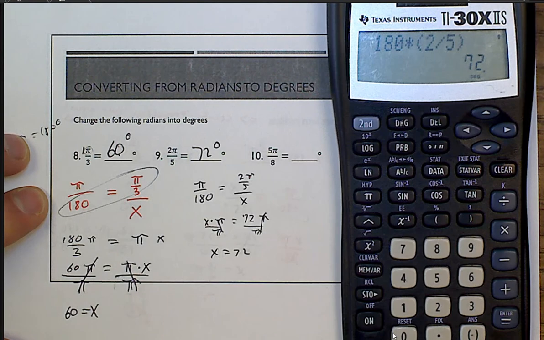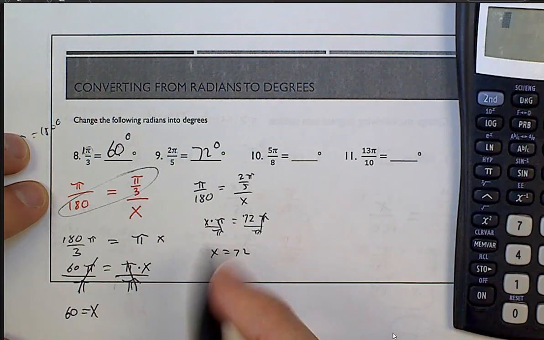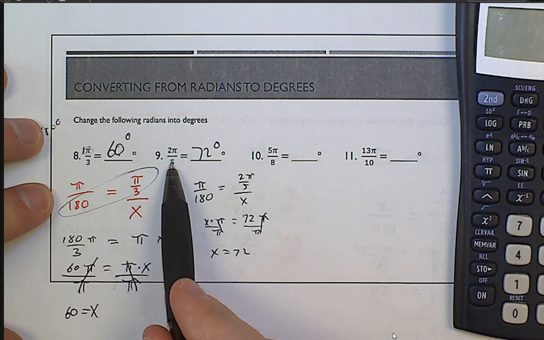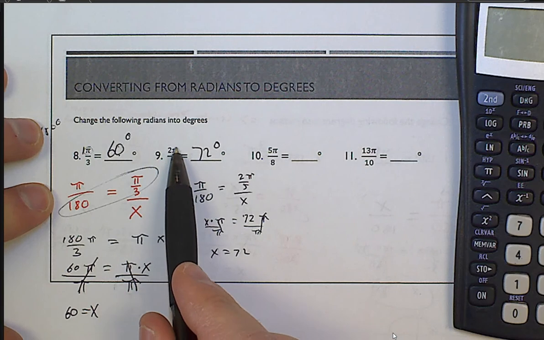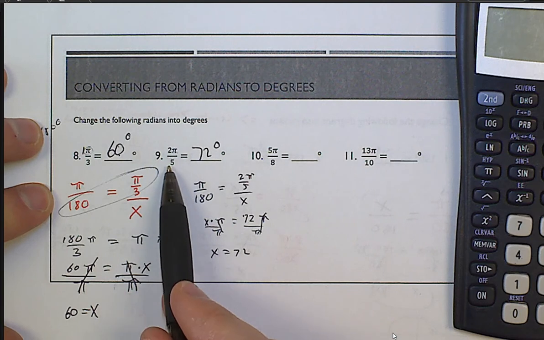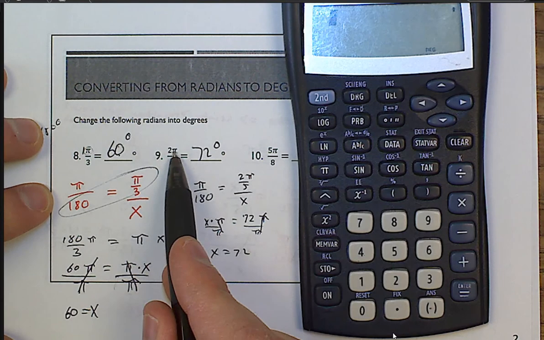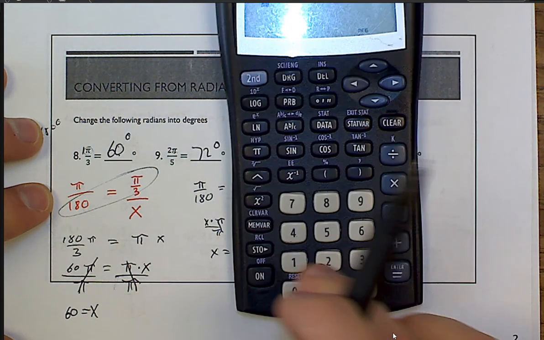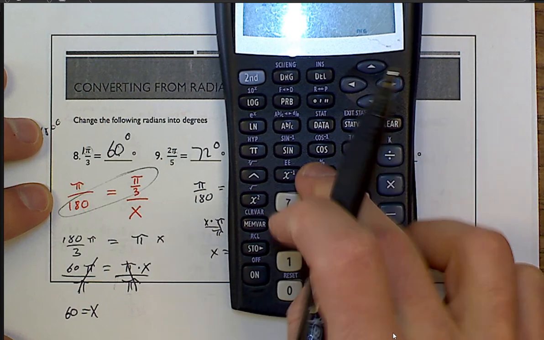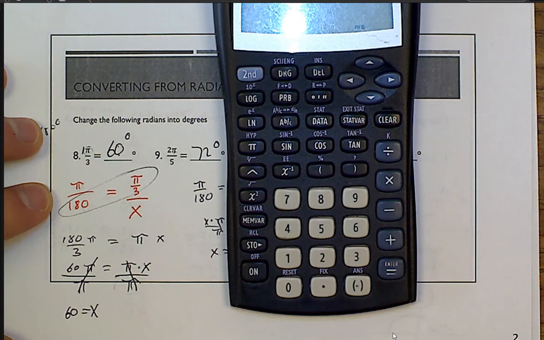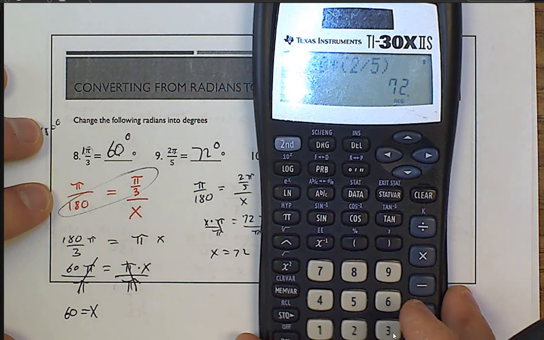Again, for me, when I look at this, I just think, okay, it's 2/5 of pi. In other words, I'm taking pi and timesing it by 2/5. So basically, if pi is equal to 180, I'm taking 2/5 of 180. So you could also just go 180 times 2/5, and you get 72. You get the same exact thing, okay?